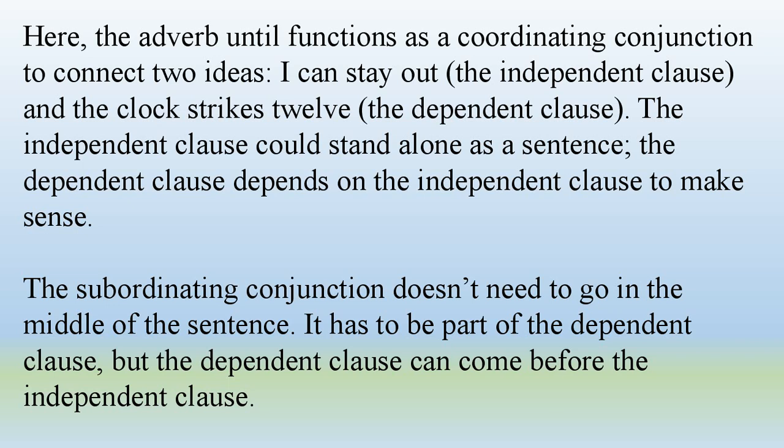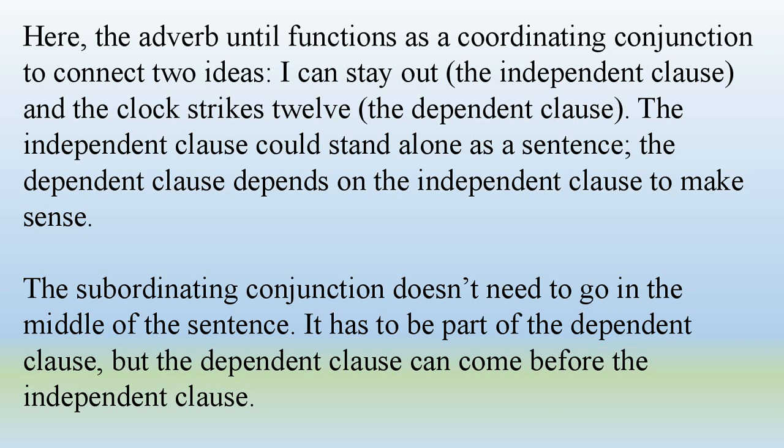The subordinating conjunction doesn't need to go in the middle of the sentence. It has to be part of the dependent clause, but the dependent clause can come before the independent clause as well. As we have seen, a coordinating conjunction used to come in between the sentences. But a subordinating conjunction is not at all like that. A subordinating conjunction has to be a part of the dependent clause. It is attached with the dependent clause.